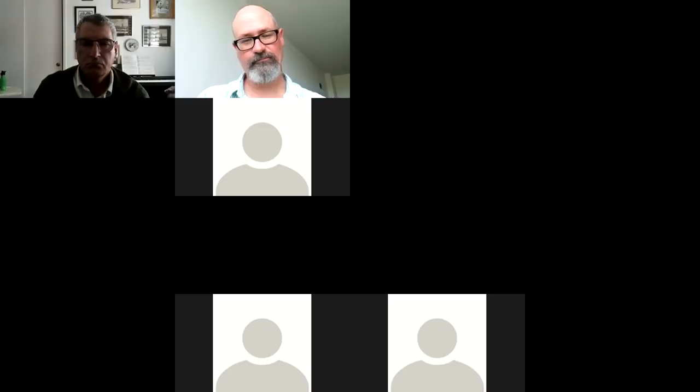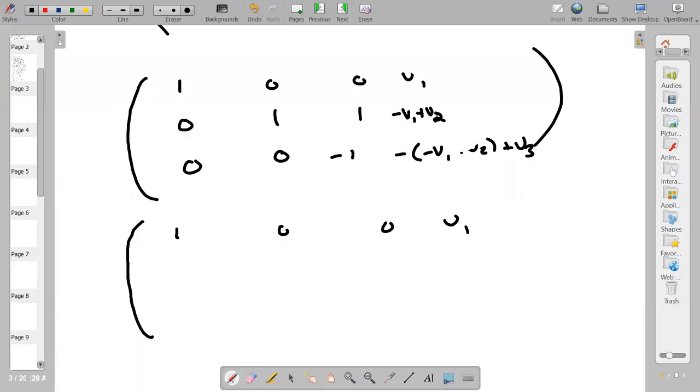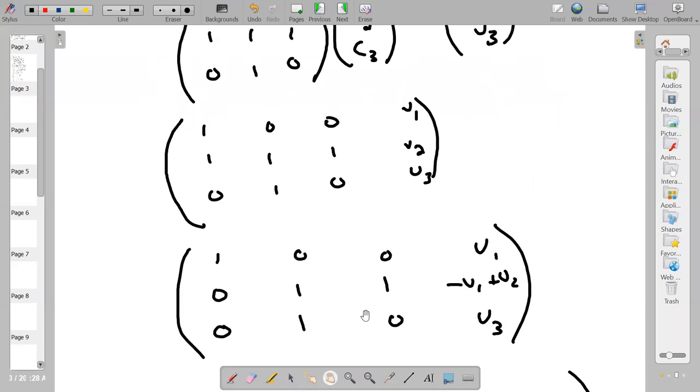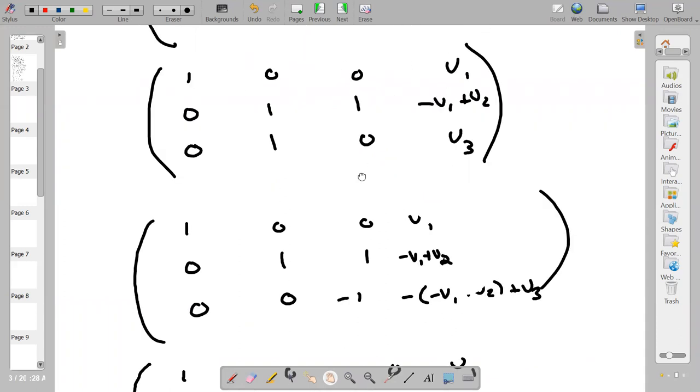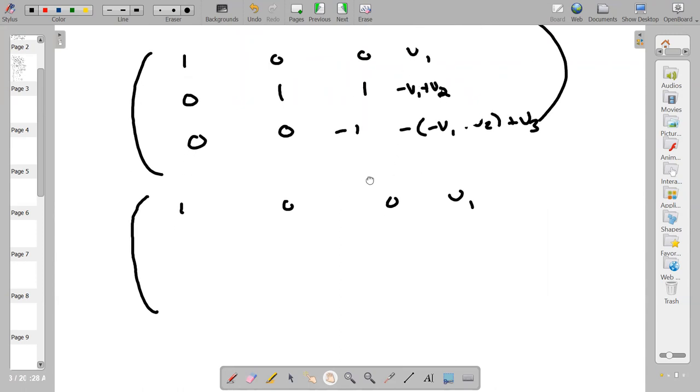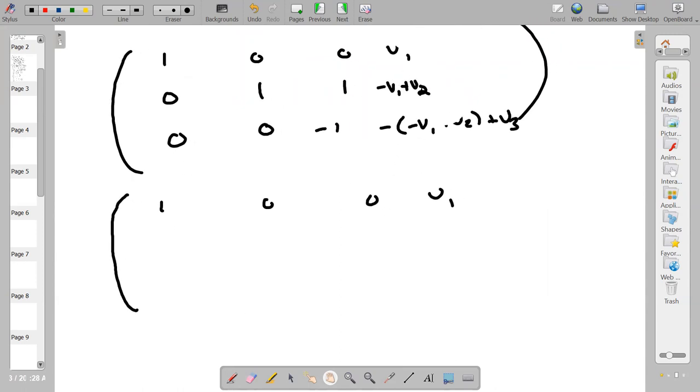Could you have also swapped the rows? Swapping the rows should be fine. You could swap the second row with the third row, right? At some point, yeah, that's also fine. But when you do that, you have to remember to swap the whole row, including V3. That's right.